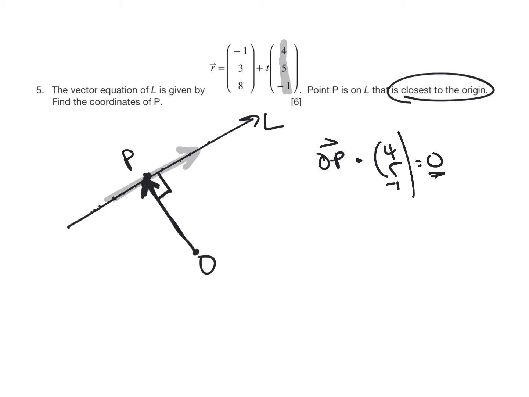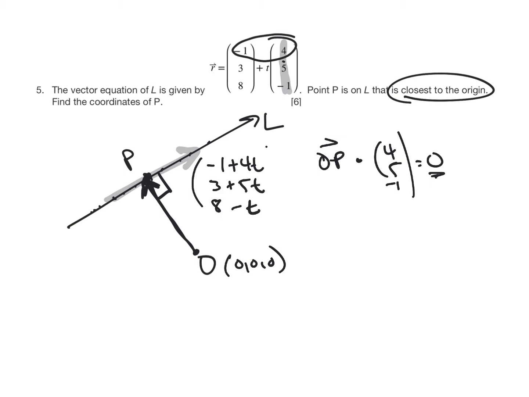So to find vector OP, P is any point on this line, O is the origin, so P is going to be the x values, subtract the 0, 0, 0. And so point P can actually be -1 plus 4t, 3 plus 5t, and 8 minus t. That is point P. And subtracting the origin, OP is also this vector here.